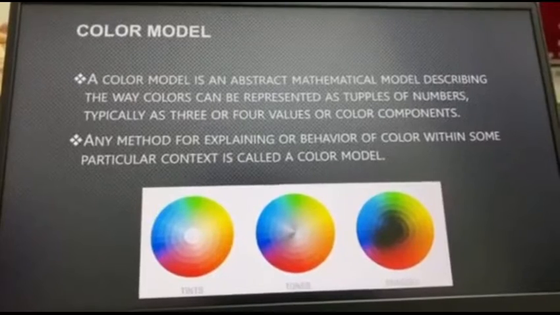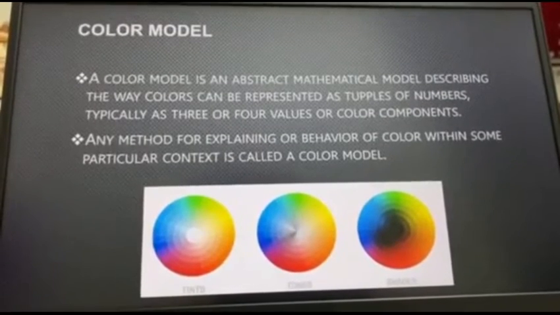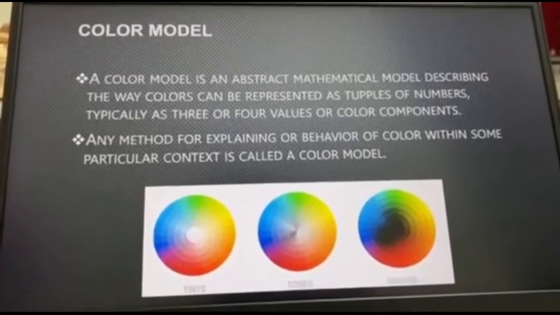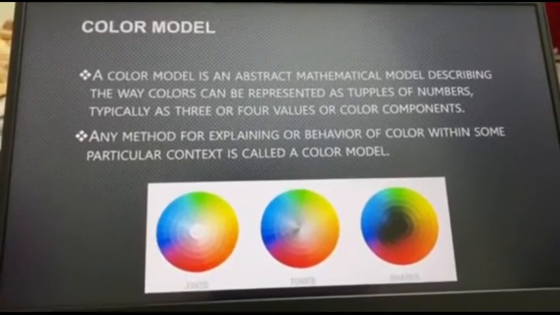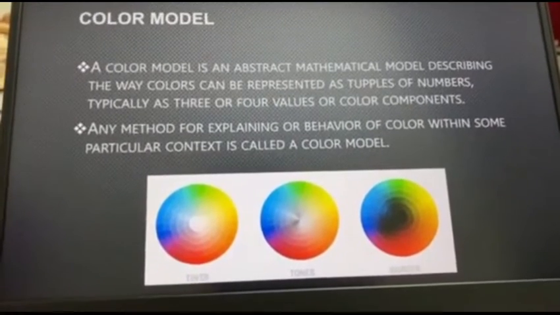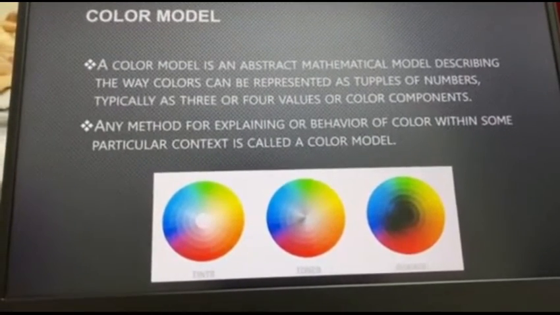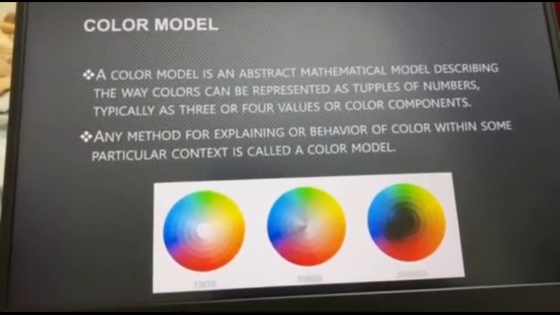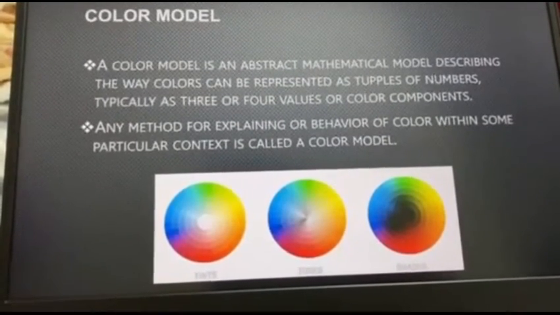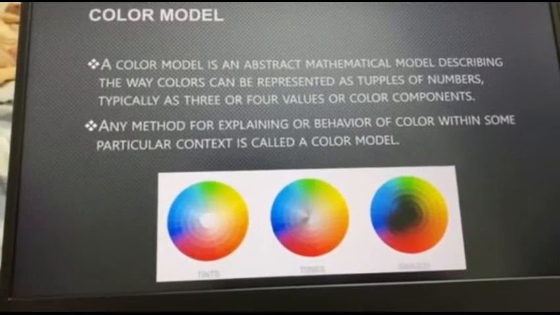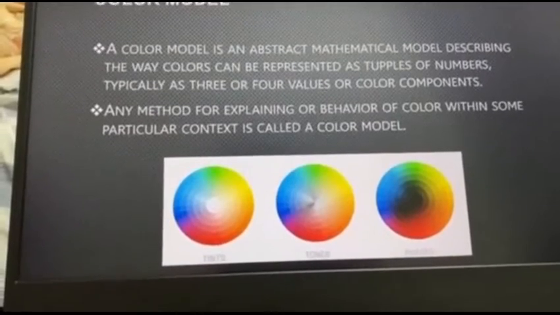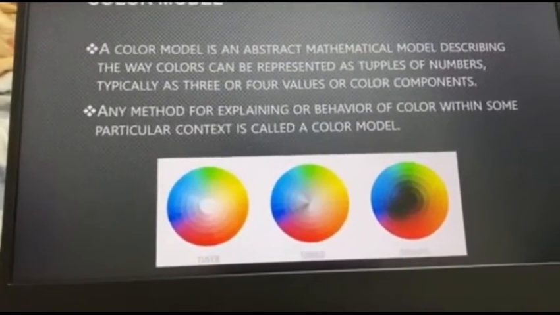My presentation part is color model. A color model is an abstract mathematical model describing the way colors can be represented as tuples of numbers, typically as 3 or 4 values or color components. Any method for explaining the behavior of color within some particular context is called a color model.